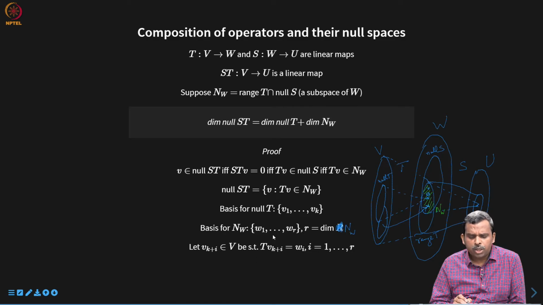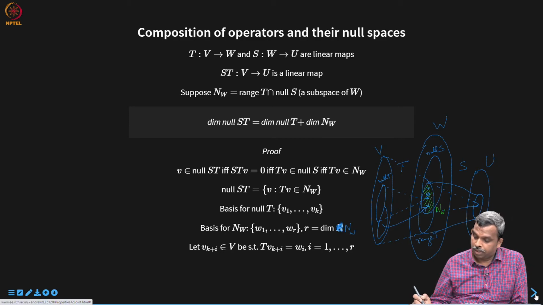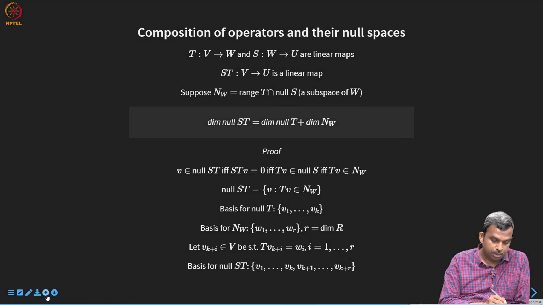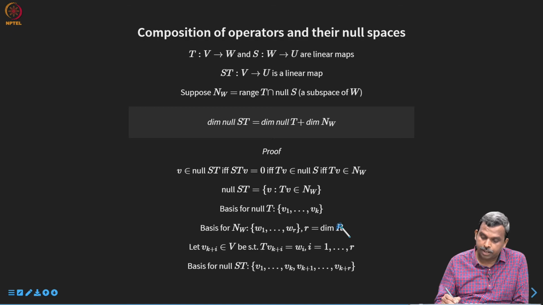Now how do I know that a solution definitely exists? How do I know that a V_{k+i} will definitely be there? Wi actually belongs to the range of T, okay. So definitely there should be at least one V_{k+i}. So you take your favorite V_{k+i}, it does not matter what it is. So you collect all these vectors in V, just one vector in V for each, which will take me to the basis vector of NW, okay. Now my claim, here is the claim, okay, so maybe I should do this here also, this is NW.